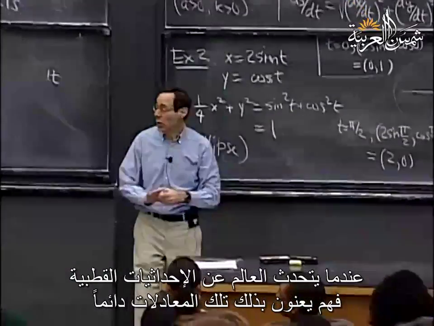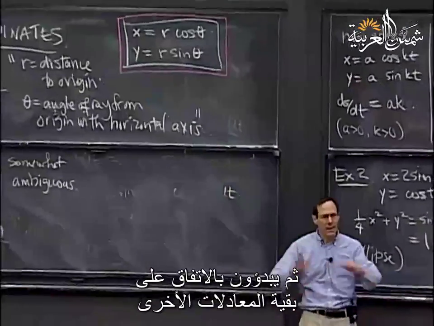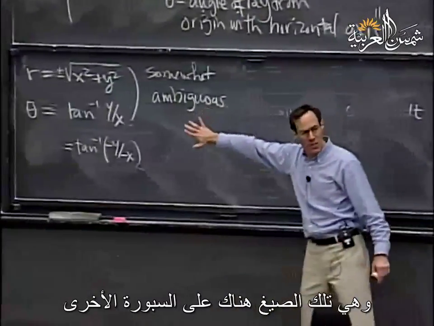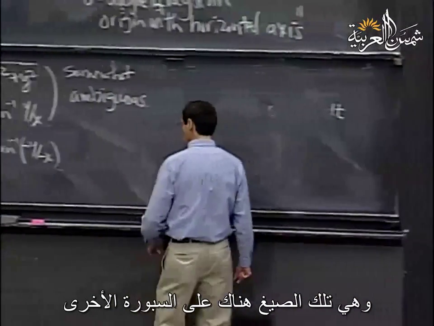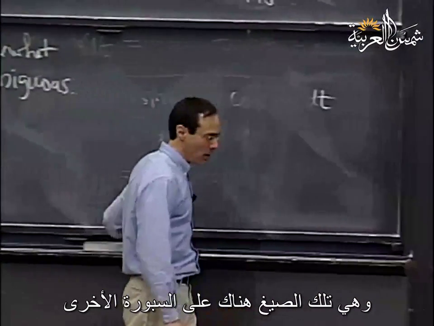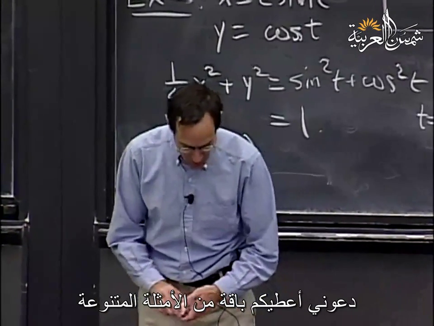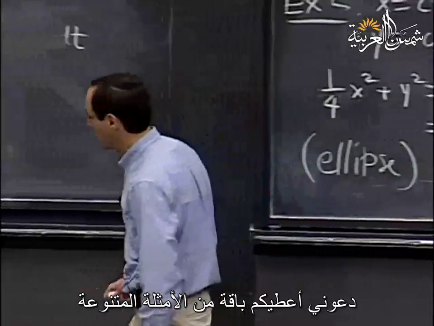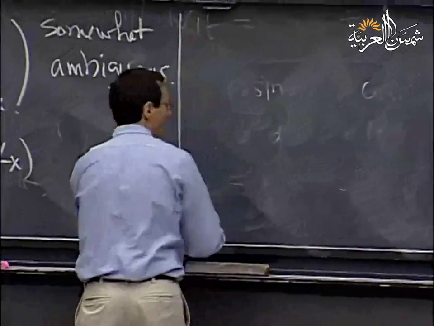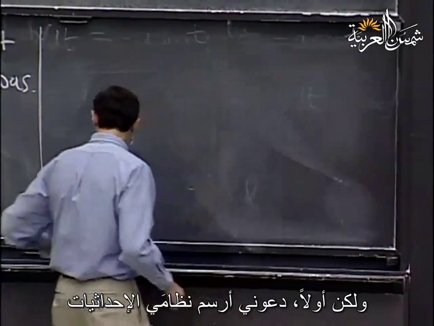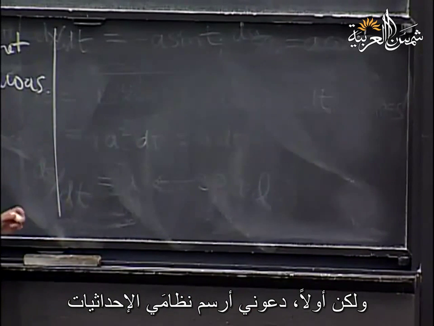All right, so when people mean polar coordinates, they always mean that, and then they have conventions which sometimes match things up with the formulas over on this next board. All right, let me give you various examples here first. But first, maybe I should draw the two coordinate systems.